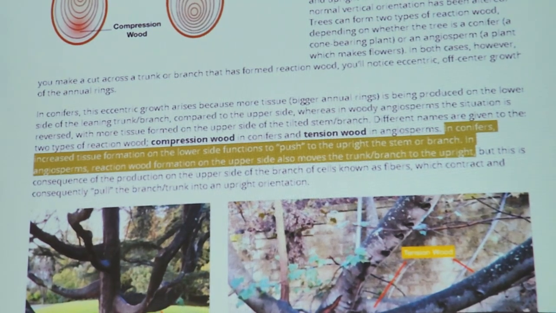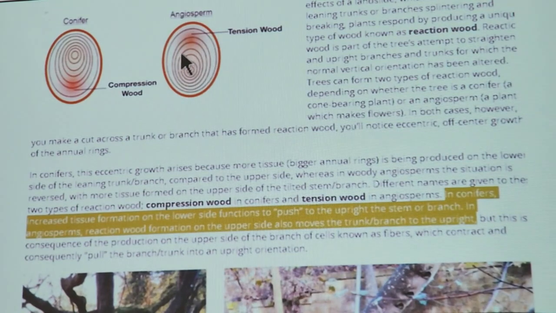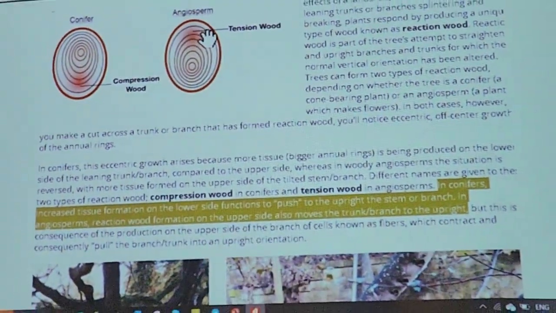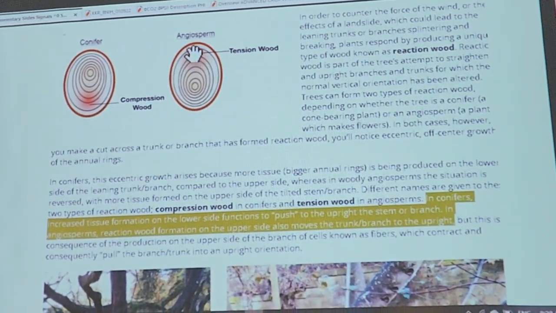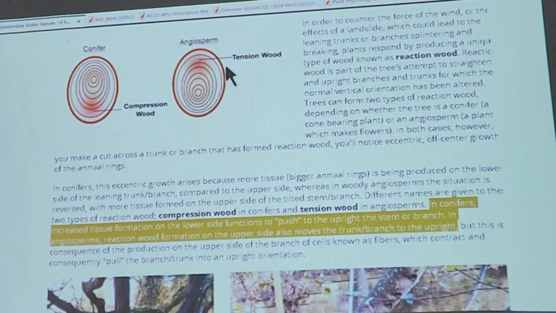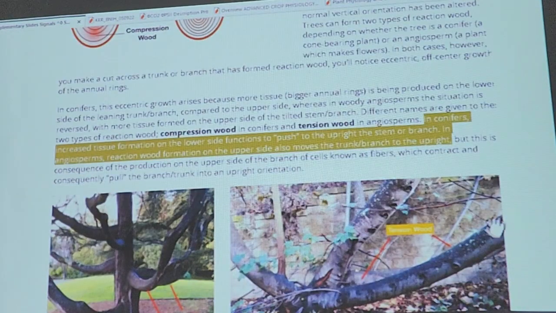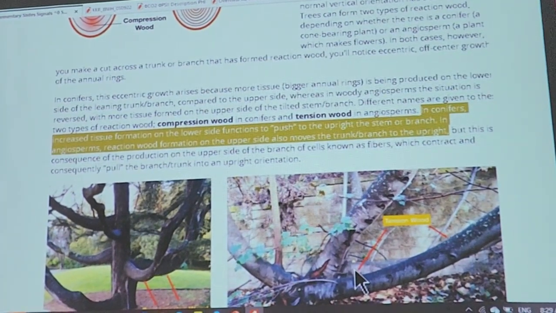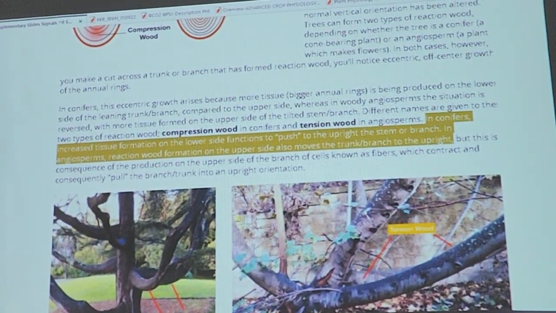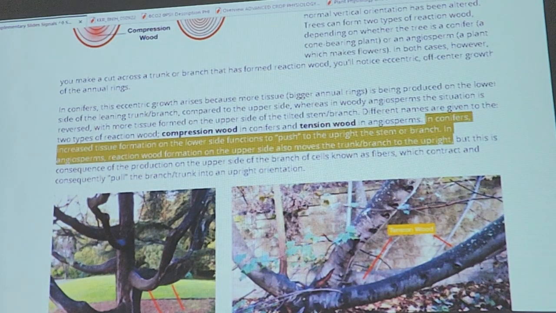On the other hand, for the angiosperm, the reaction wood will be in the form of tension wood. For tension wood, the growth is happening more on the upper side, like this. You have more growth on this side, and this actually will help the tree branch to grow upward. Why don't both woods have the same growth, just on the lower side? Because these are two different plant systems. One is super ancient. Which one do you think is ancient?